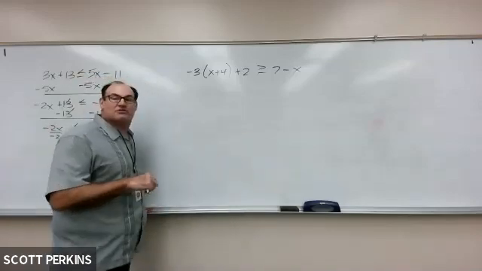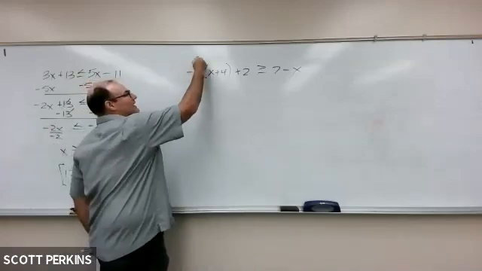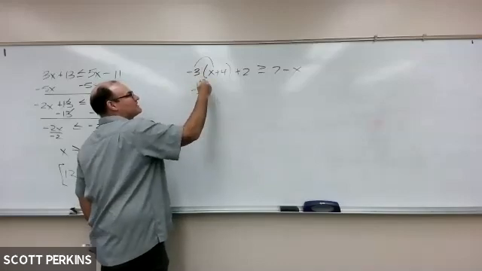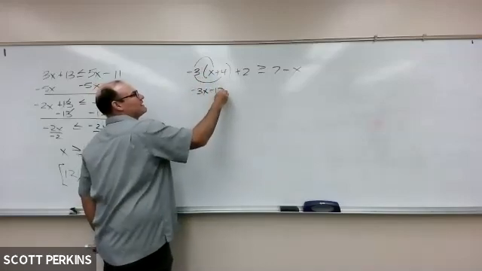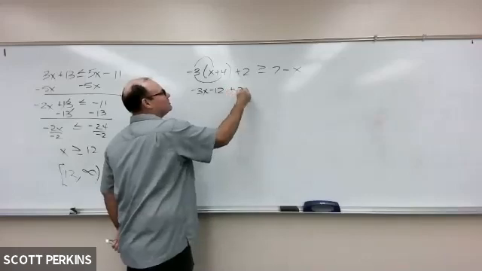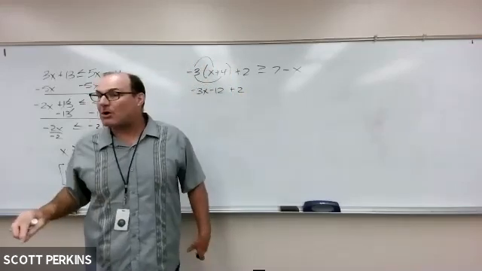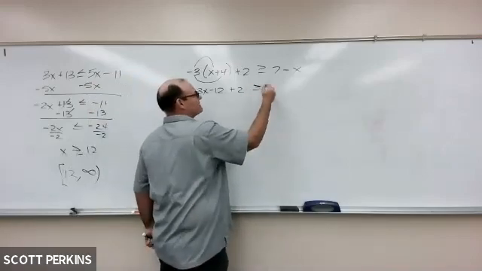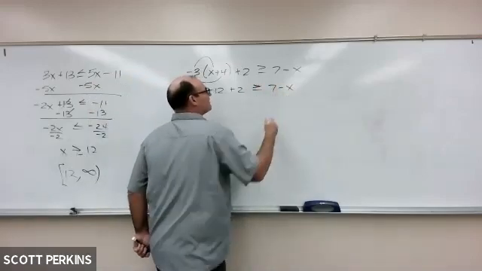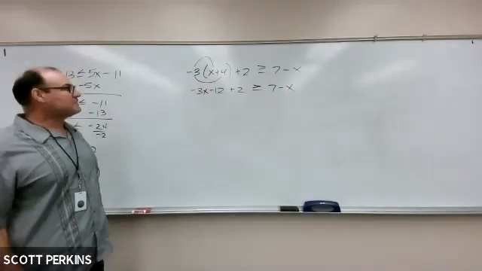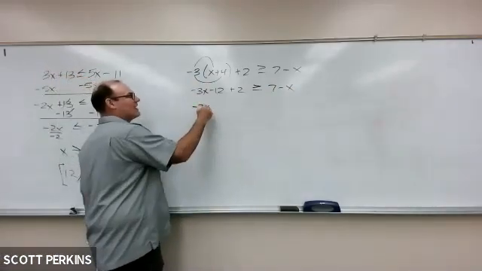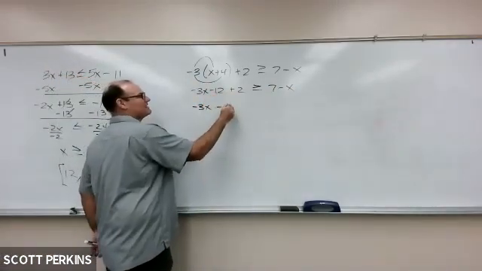First thing I'm going to do is distribute. So -3 times x is -3x. -3 times 4 is -12. Then I have +2. Now that's distributing. I've not done anything to both sides of the equation, so I don't flip this sign. There's no reason to. I'm going to collect my like terms next. So I've got -12 plus 2, that's -10.